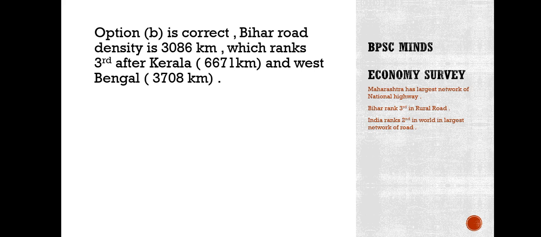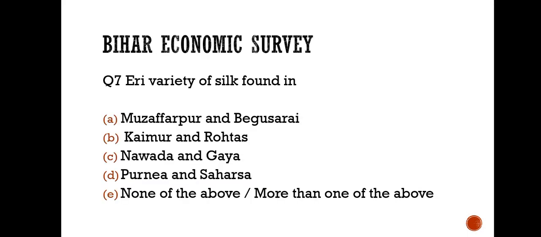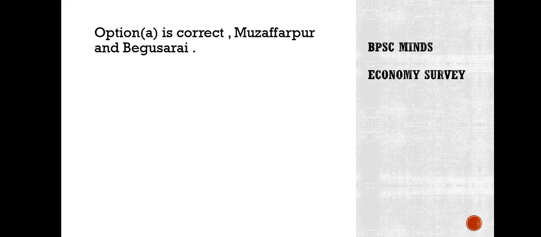Maharashtra has the largest network of national highway. Bihar ranks third in the rural road. India ranks second in the world in the largest network of the road. Moving to the next question. Eri variety of silk is found in option A Muzaffarpur and Begusarai, option B Kaimur and Rohtas, option C Nawada and Gaya, option D Purnia and Saharsa, and option E none of the above. Let's see the answer. Option A is the correct, that is Muzaffarpur and Begusarai. Moving to the next question.